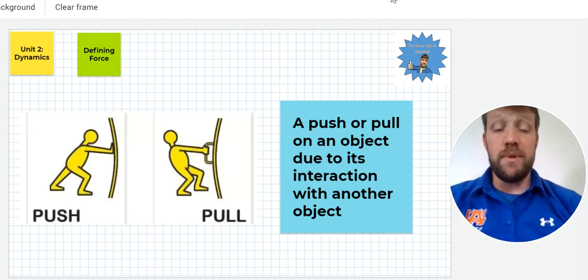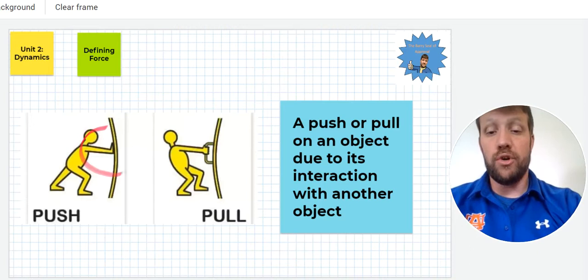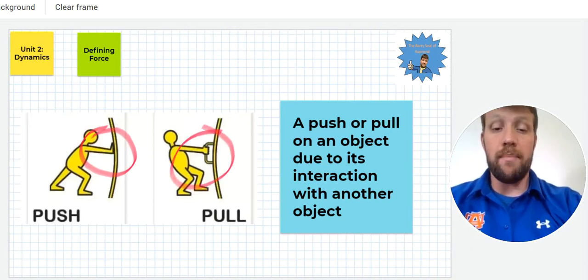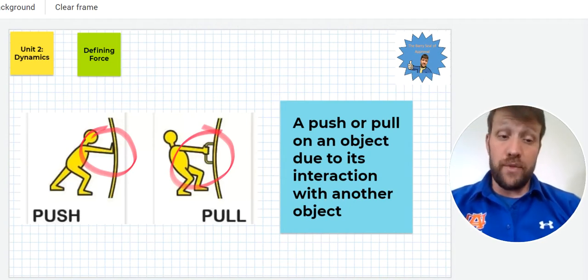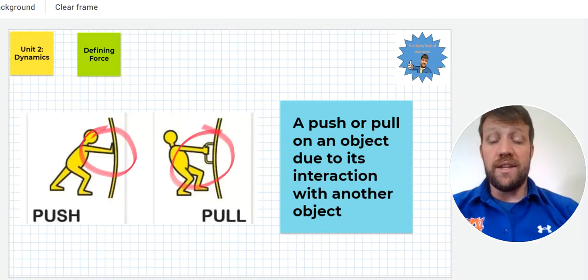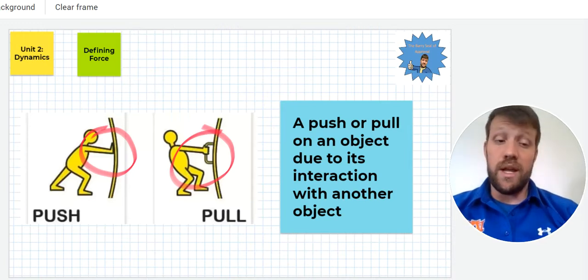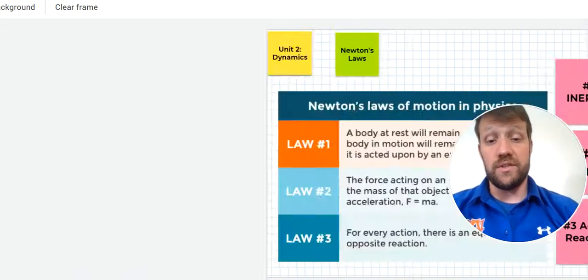A force is going to be defined as a push or pull on an object due to its interaction with another object. And you see for both the push happening here and the pull happening here, there is an interaction between the two objects as they actually meet and touch each other. This is going to be true for any force that we have, and the interaction can be different based on the way that objects are different, and those interactions between them will vary clearly. But it is important to note that there does have to be some sort of interaction between objects for there to be a force present.